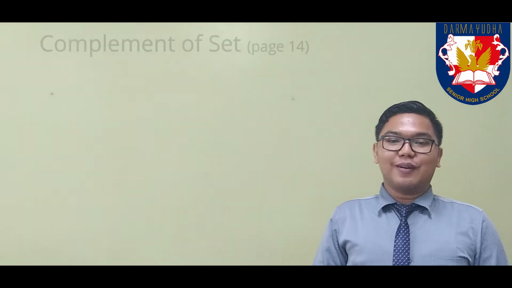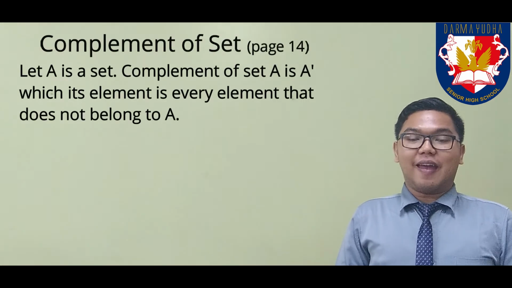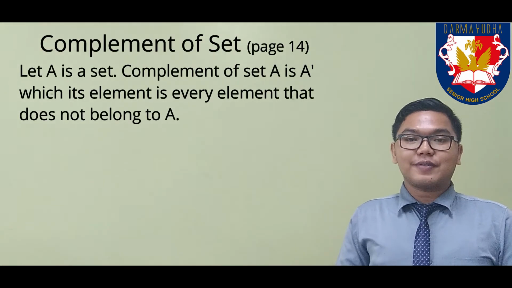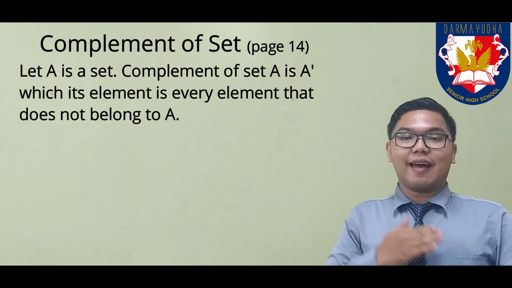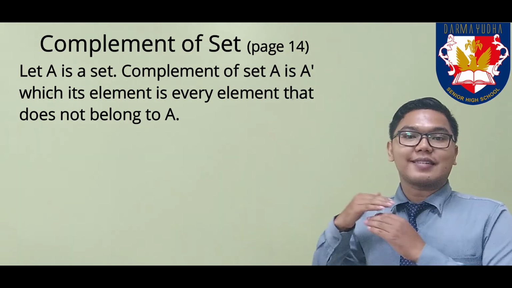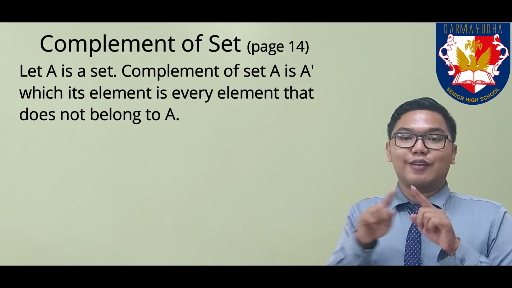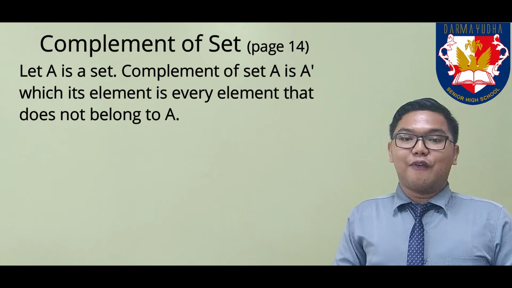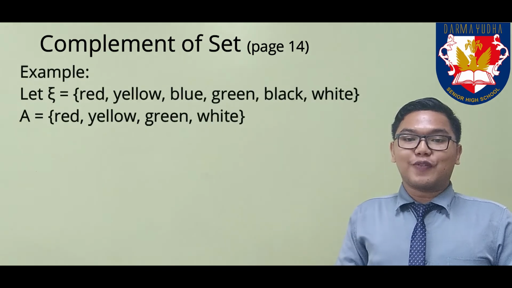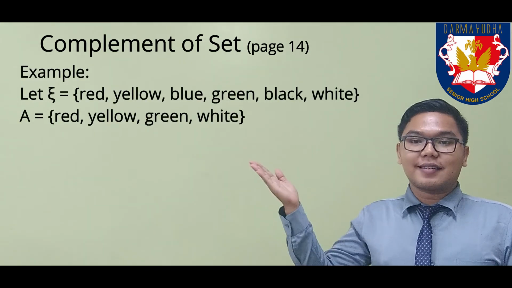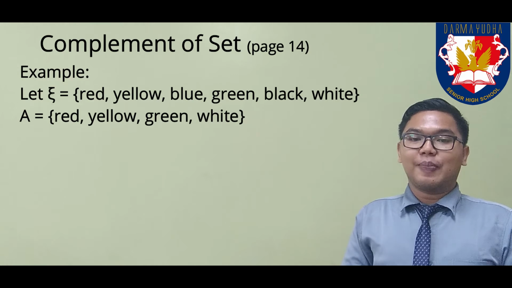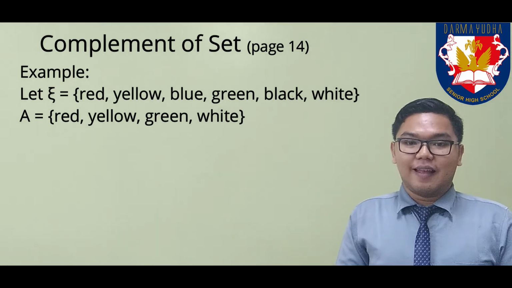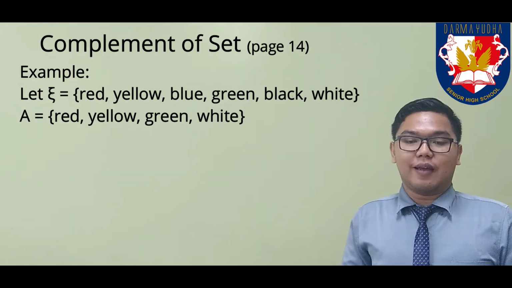Next, we are going to talk about the complement of a set. If A is a set, the complement of set A is all the elements not included in set A but still in the universal set. For example, there is a universal set of these colors, as you can see, and then there is set A. Set A is red, yellow, green, and white.